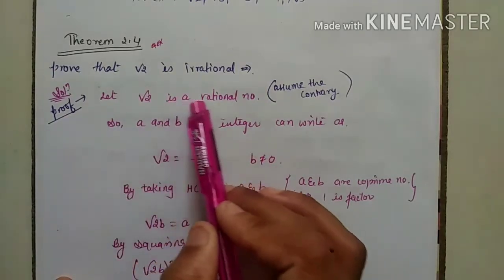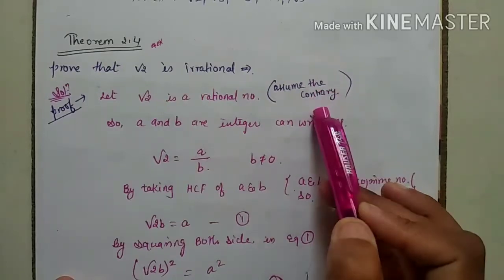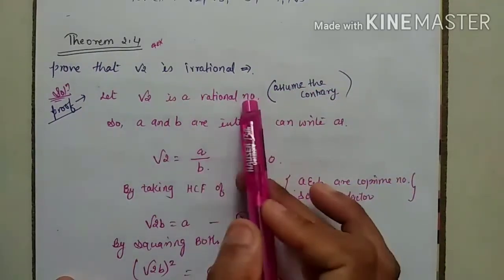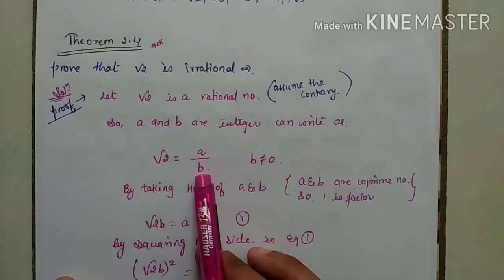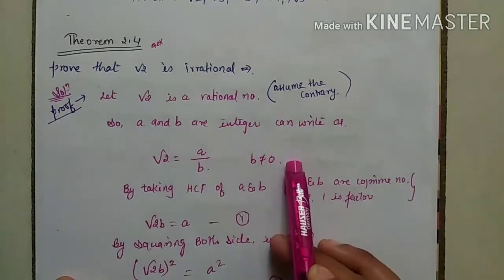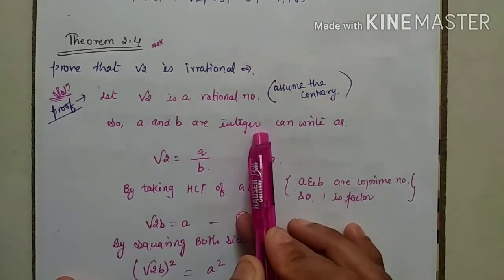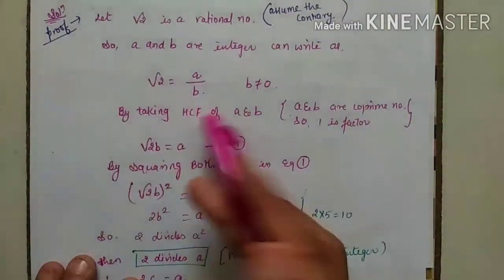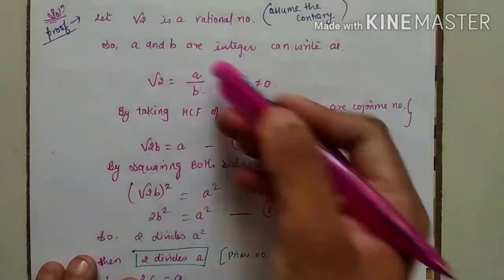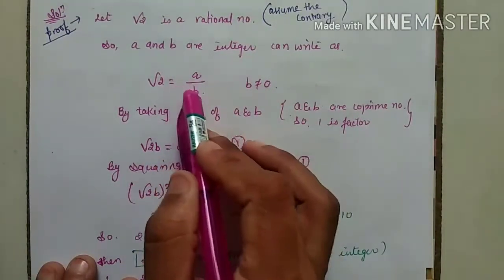Let root 2 be rational. I am assuming a contradiction. What am I assuming? That root 2 is a rational number. If it is a rational number, I can write this number in a by b form. Correct or not? Where b is not equal to 0. Is it clear? And a and b are both integers. Correct or not? This is the form of a rational number. Now, I am assuming a and b are co-prime numbers.